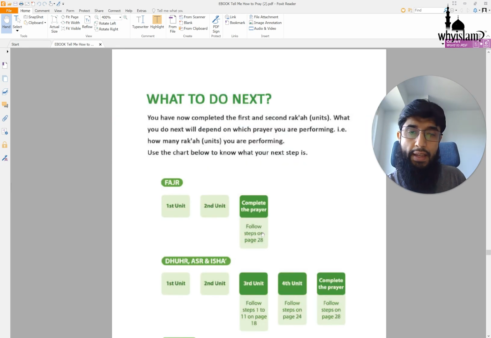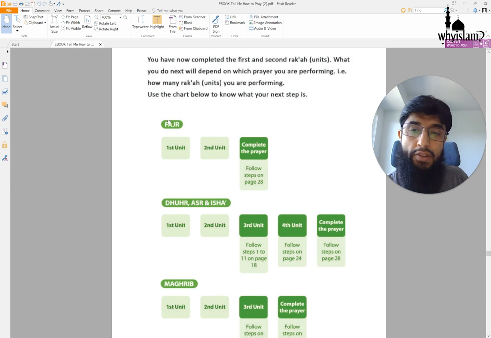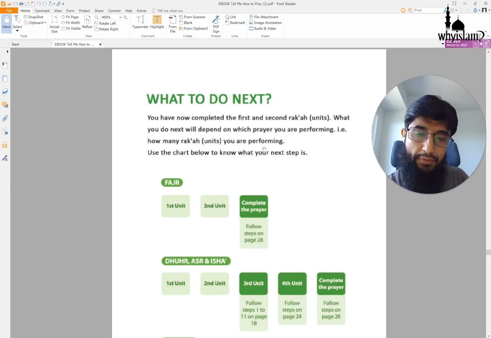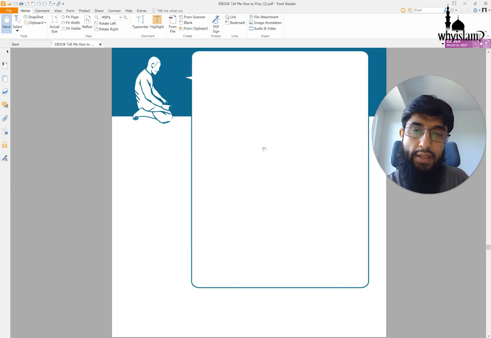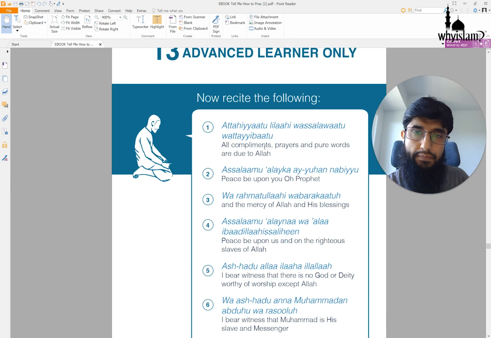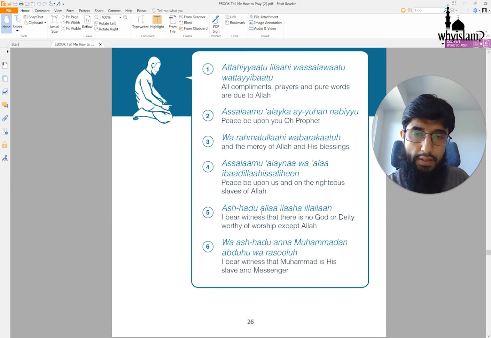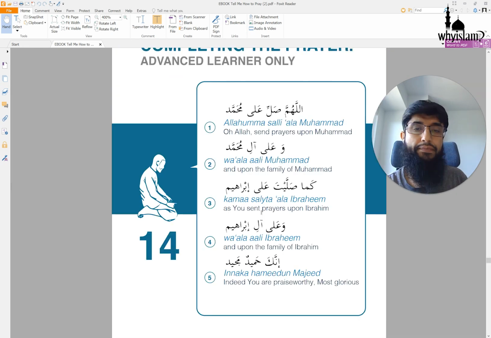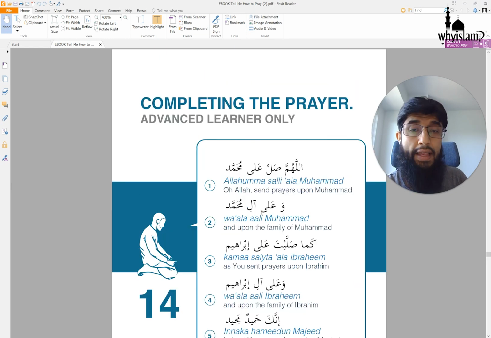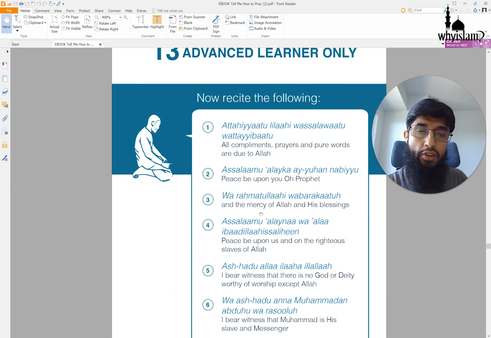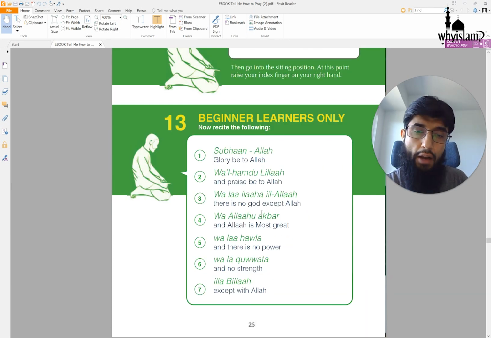Now let's take a look at this. The morning prayer, which is called Fajr, has 2 units. We have covered one, then you'll stand up and perform the second one, and then you will perform the step of completing the prayer. As it says, follow steps on page 28. Whenever it says completing a prayer, you go to page 28 right here. But because you don't know this yet, you will only say this thing. Whenever you don't know something, you say this for now.